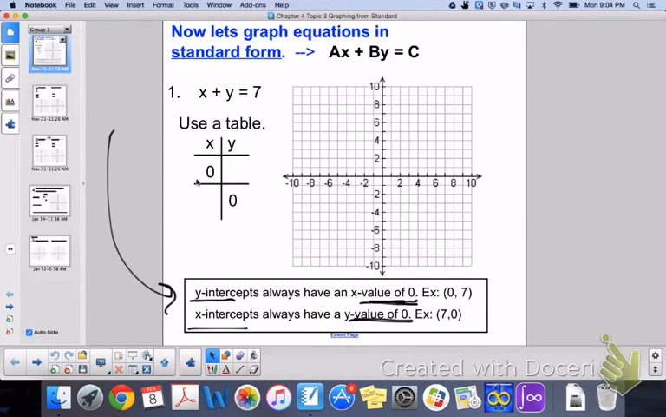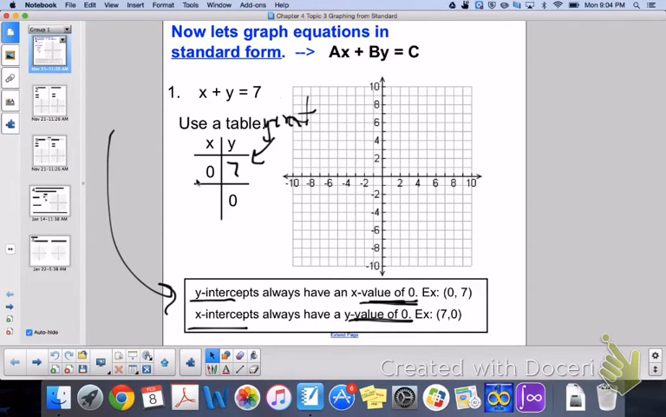So that's how it works. What we can do is use a table, all right? If x equals 0, we have what's called a y-intercept. There we go, y-intercept. So when x equals 0, this is 0, so that's gone. We're left with y equals 7. So therefore, y is 7.